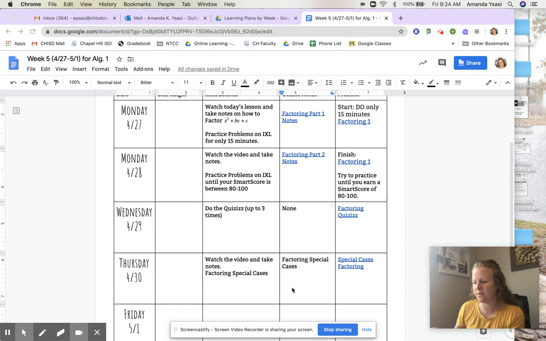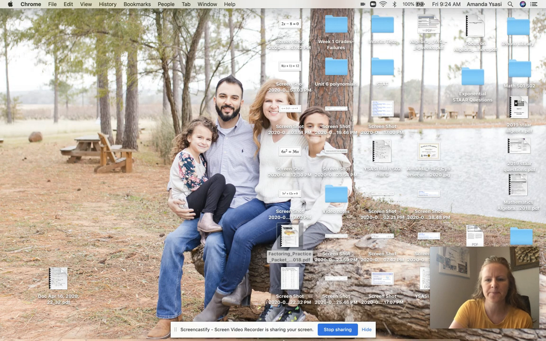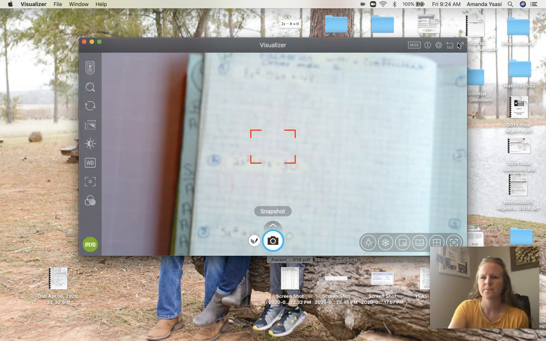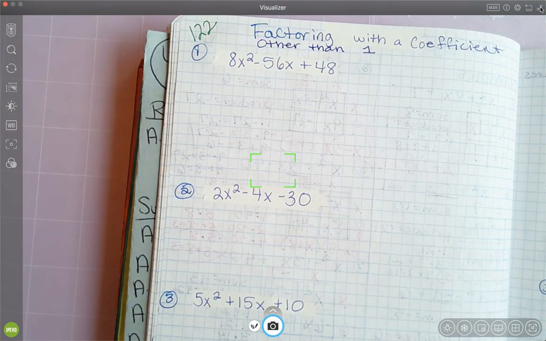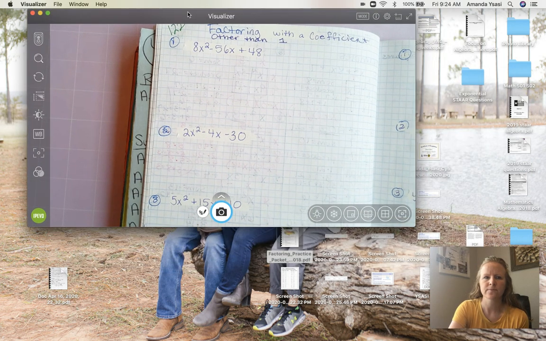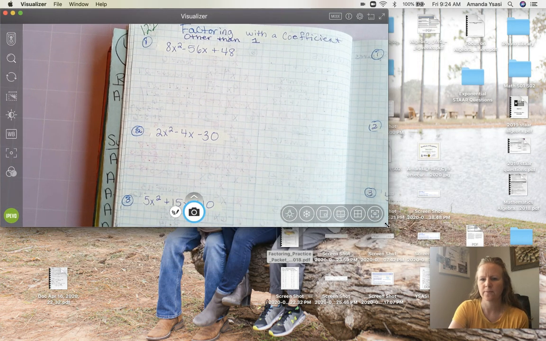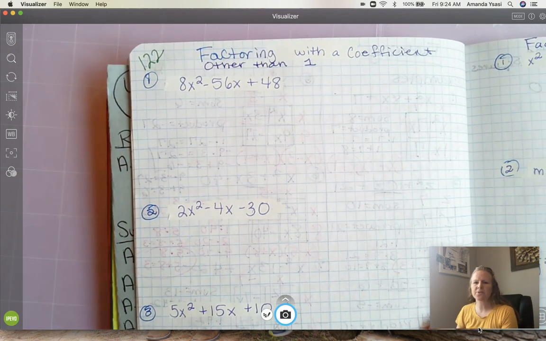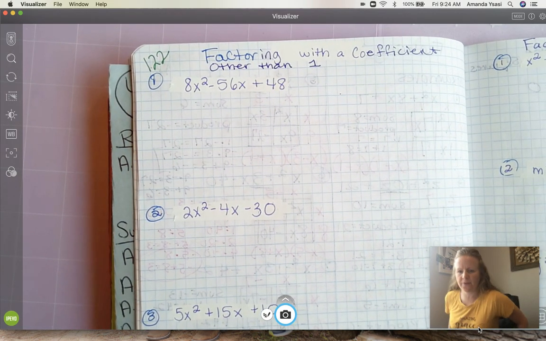One of them, I am on this page. Let me pull it up. Let me make this small and pull up the visualizer. There we go. Okay. So factoring with a coefficient other than 1.